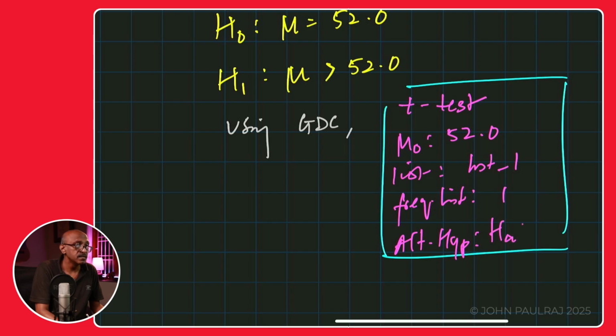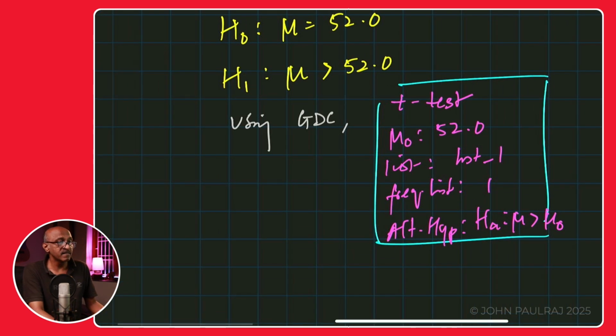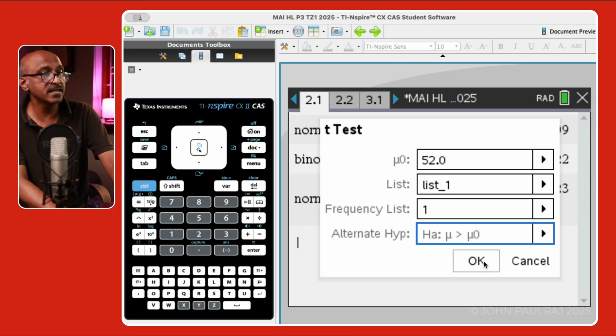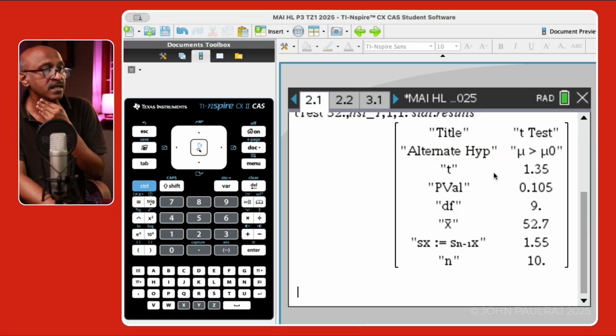HA, mu greater than mu naught. Now I think in the US they use HA instead of H1, but that's okay as long as you understand that's the alternative hypothesis. All right, having said that, let's just jump back and hit enter and see what you're going to get. You're going to get the t statistic as 1.35. The p value is 0.105. Those are the things that we are interested in.